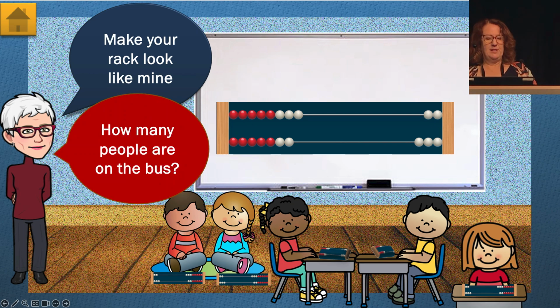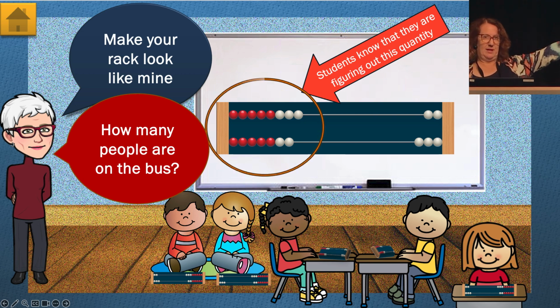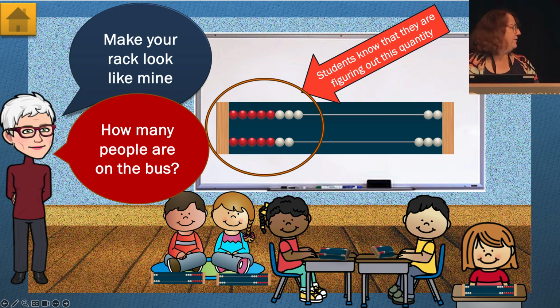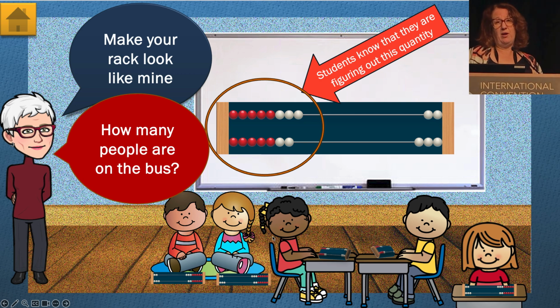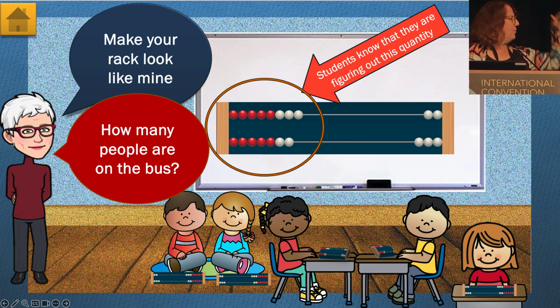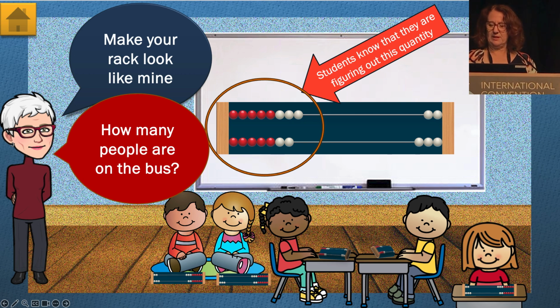Just to let you know ahead of time, the students all know that they're supposed to be reading the number of beads on the left side of the arithmetic rack. That's already been established earlier in a lesson. When we ask how many people are on the bus, it's because the context underlying this was a double-decker bus, and the way the bus driver kept track of the people on the bus is that the top rung was the people on the top of the bus, and the bottom rung was the people on the bottom deck of the bus.